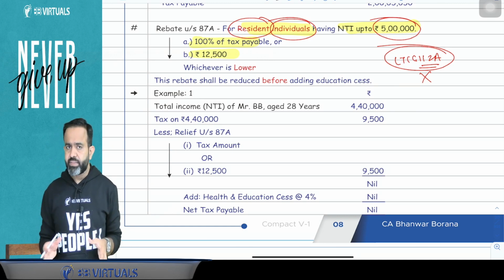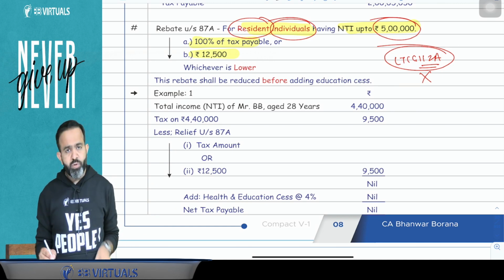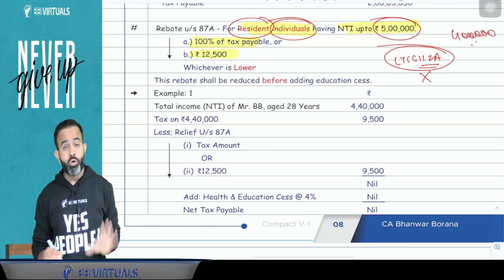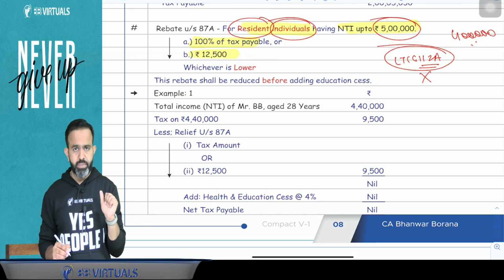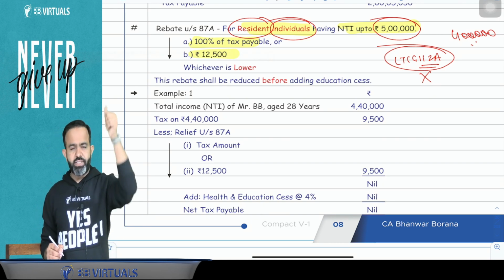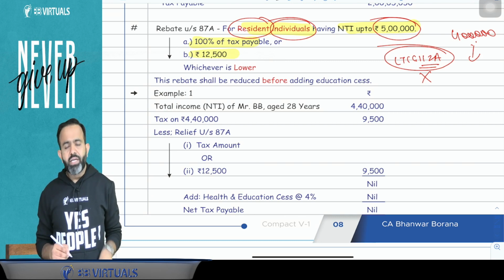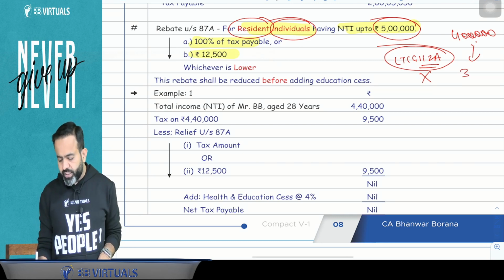Answer is yes. Now for an example, suppose one person has a lottery income of rupees 4 lakh. He has only lottery income of 4 lakh and doesn't have any other income. And he is a resident individual, so total income is up to 5 lakh rupees. How will you calculate the tax? On the 4 lakh rupees, you will calculate the tax at the rate of 30%, that is 1,20,000.